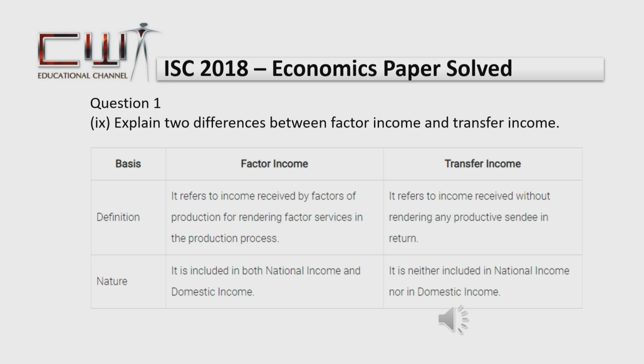Explain two differences between factor income and transfer income. Factor income refers to the income which is received by factors of production for rendering factor services in the production process. Transfer income refers to the income received without rendering any productive service in return. Factor income is included in both national income and domestic income, whereas transfer income is neither included in national income nor in domestic income.